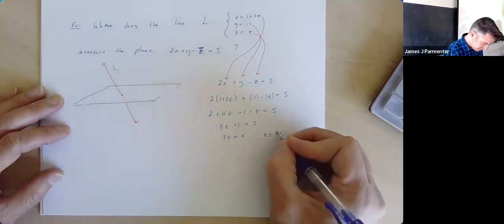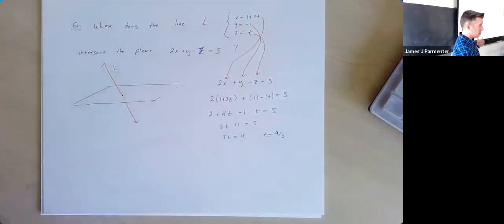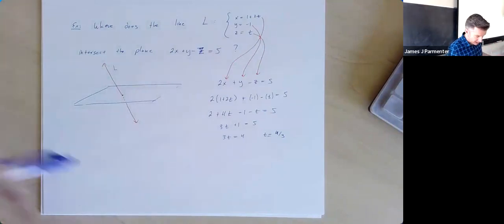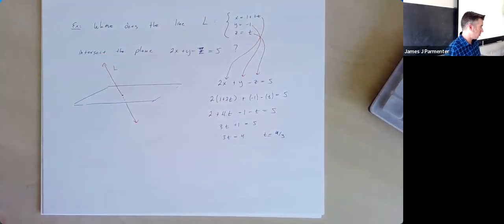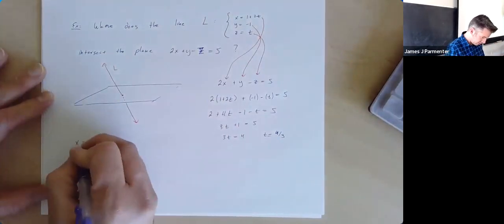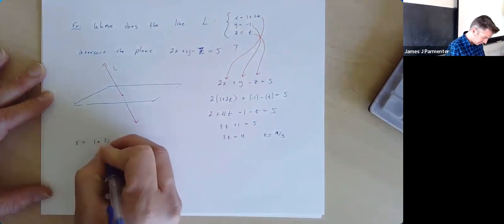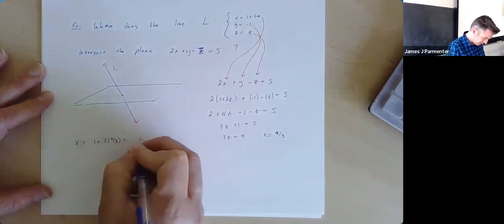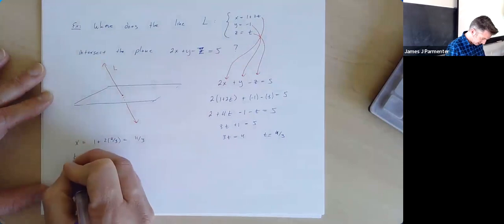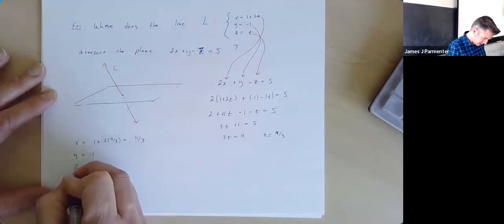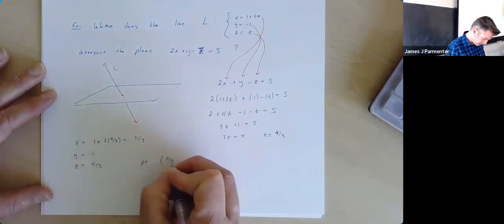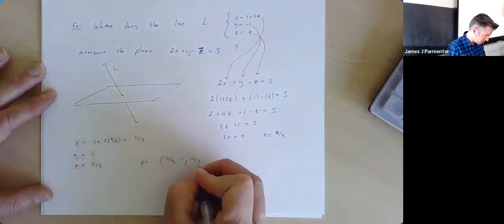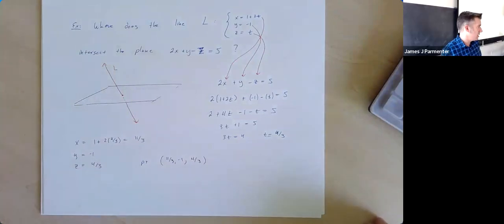Now, although we've found that they do intersect, we haven't actually yet found the point of intersection. So we need to go back and plug this into the x, y, and z equations to figure out what the coordinate actually is. So x is going to equal 1 plus 2 times 4/3, which is 11/3. Y is going to be -1, and z is going to equal 4/3. So the point is 11/3, -1, 4/3. So they intersect.